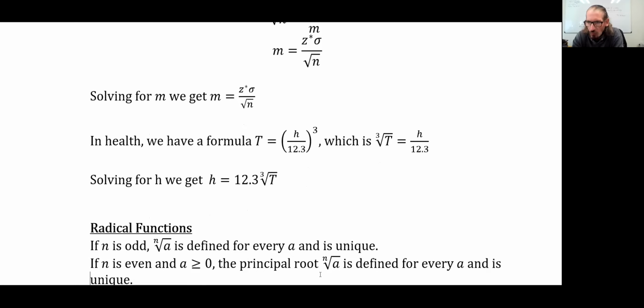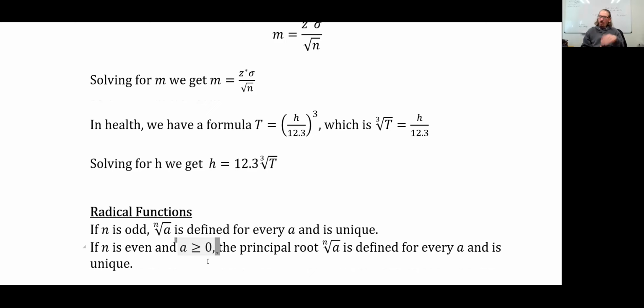Because we're going to refer to principal roots, when we have an even index, then for every a, if you have an odd index, you get an answer, and it is a unique answer. And when you have an even index and you're taking the root of something that is non-negative, if we refer to the principal root, then that is defined and is unique. So that means for each x in the domain that we plug in, we're getting one y out. We are dealing with functions.